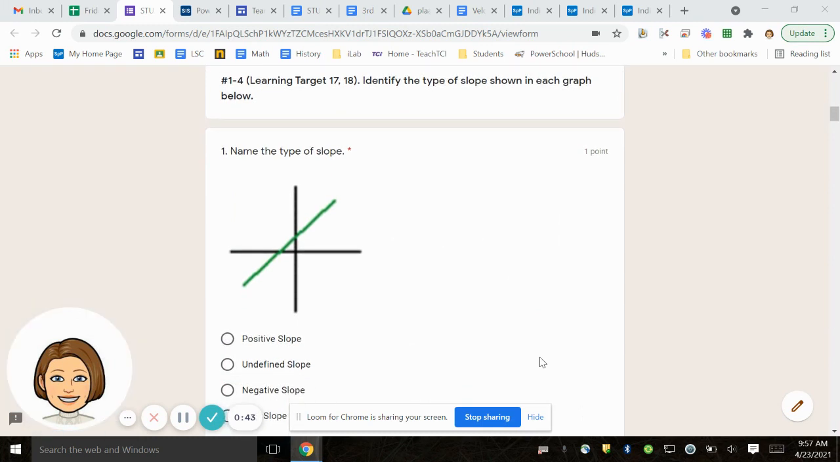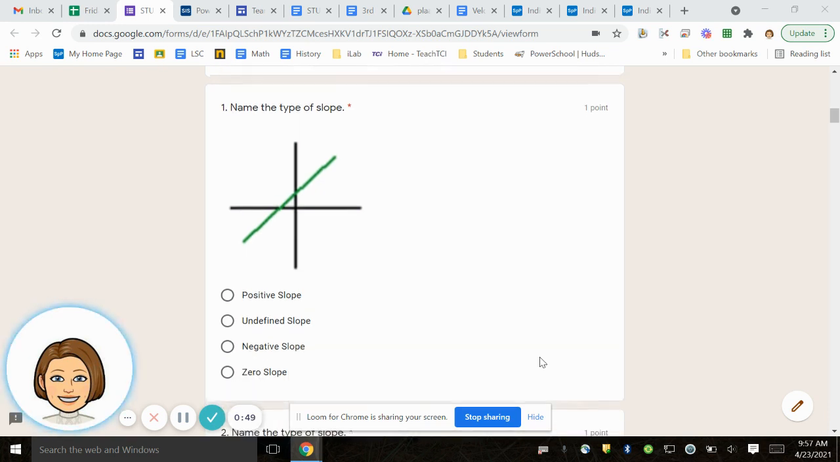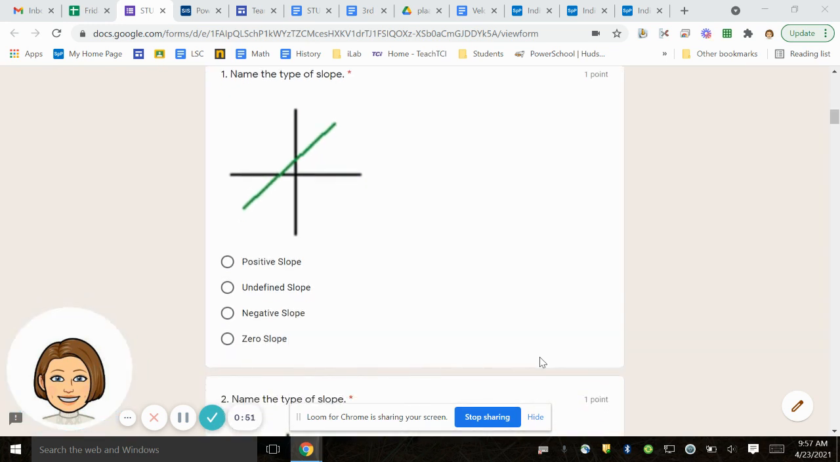Number 1 through 4, identify the type of slope shown in each graph below. Number 1, name the type of slope. Positive slope, undefined slope, negative slope, zero slope.